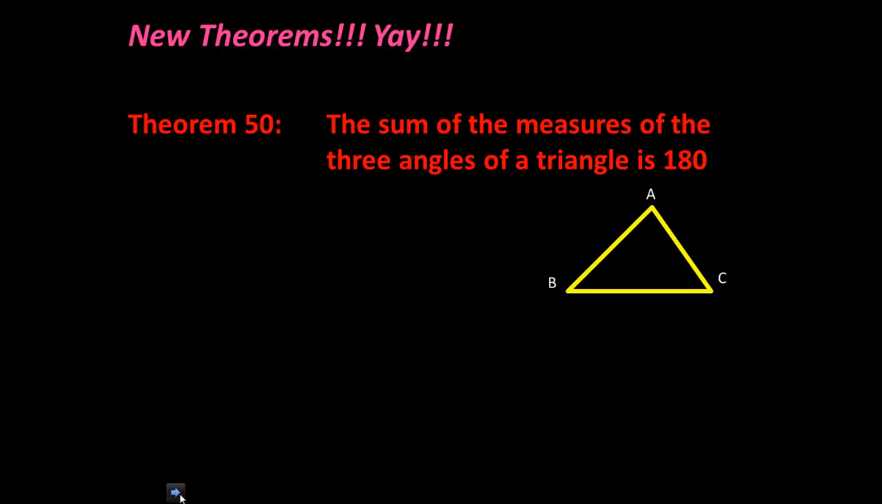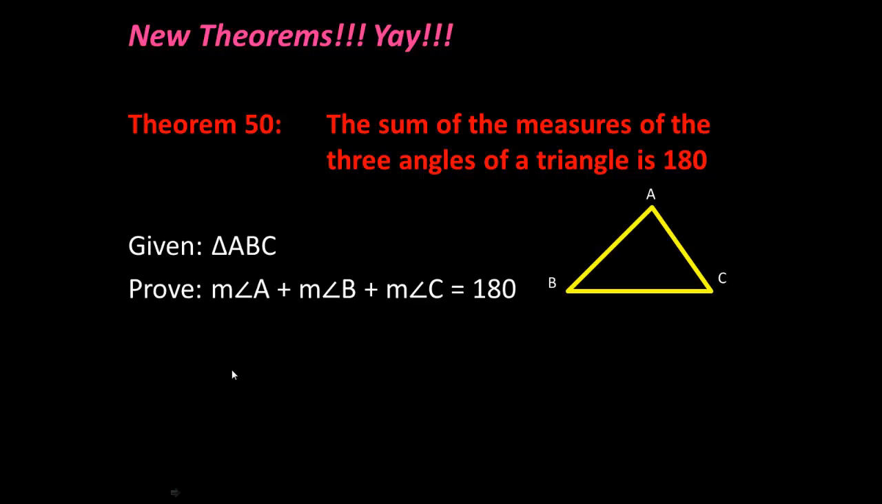Well, let's prove it. We've got triangle ABC, which we're given. We need to prove that the measure of angle A, the measure of angle B, and the measure of angle C equals 180. To do this, draw a parallel line through A. When I say parallel, it is parallel to BC. And we're going to call these angles 2, 3, and 1. All right, now you can look at that and know that the measure of angle 1 plus the measure of angle 2 plus the measure of angle 3 equals 180.